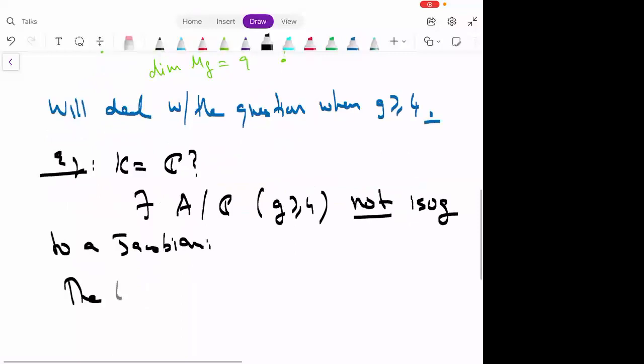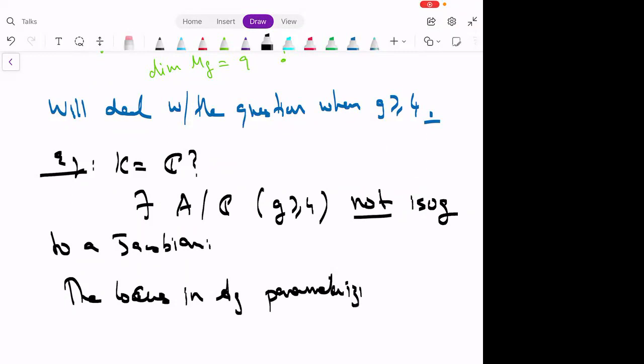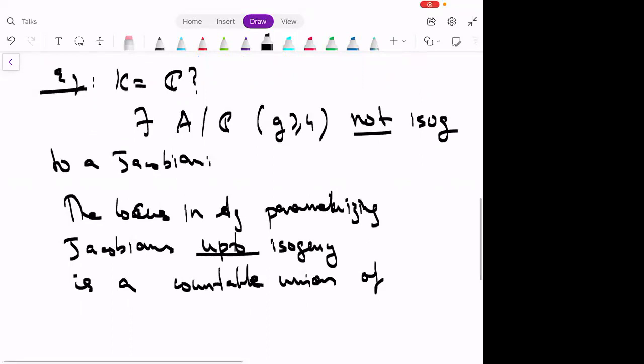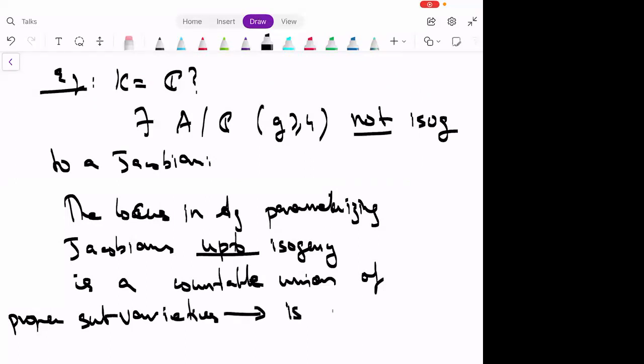And that's because the locus in A_g parametrizing Jacobians up to isogeny is going to be a countable union of proper subvarieties, proper meaning not everything, and therefore has measure 0.